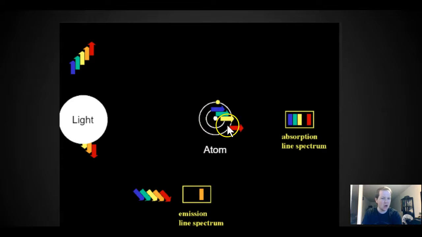Because remember, what color got absorbed? Orange. Orange light was absorbed and then scattered. The other colors, they just passed right by. So if our eyes were right here, we would see red, we would see yellow, we would see green, we would see blue. Would we see orange? No, look, it's missing. It's gone.